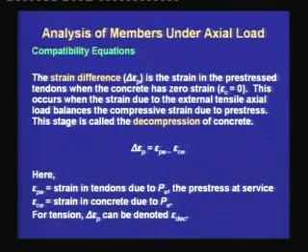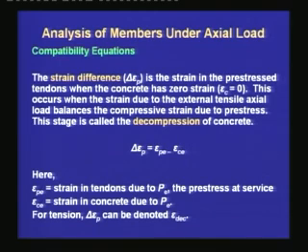This occurs when the strain due to the external tensile axial load balances the compressive strain due to prestress. That means whatever strain the prestress is applying on the concrete member, the external load is applying an equal and opposite strain, and hence the strain in the concrete is finally equal to zero. For pre-tensioned and post-tensioned members, the values of epsilon DEC are different. The reason behind this difference is the different way of applying the prestressing force.